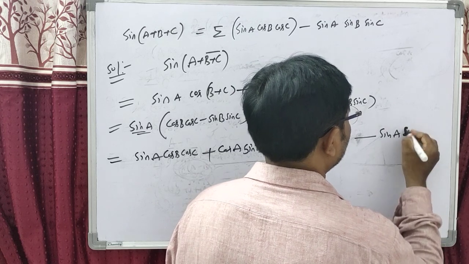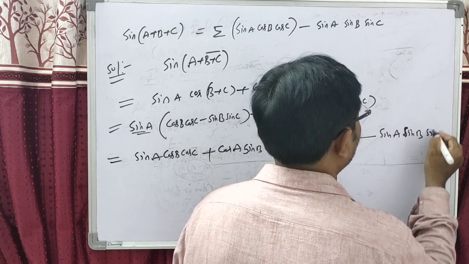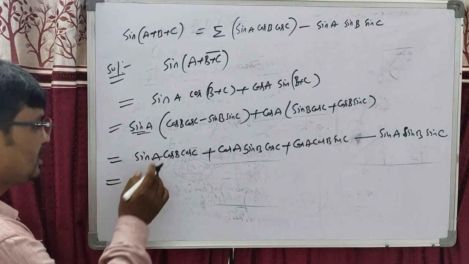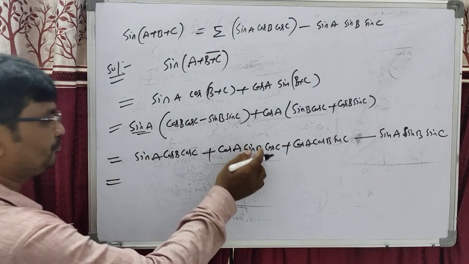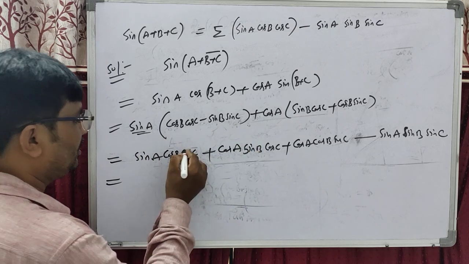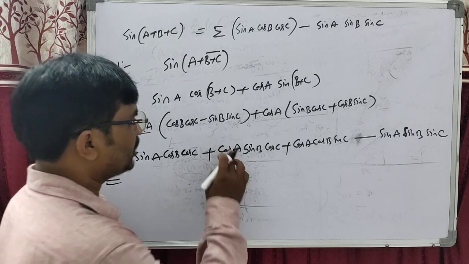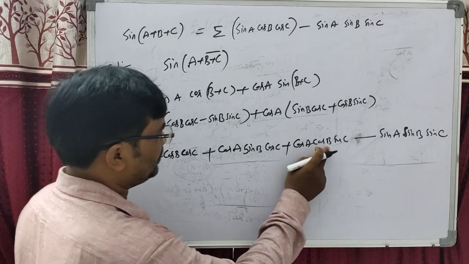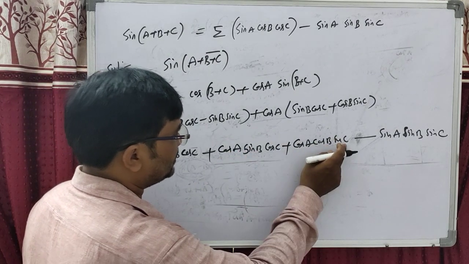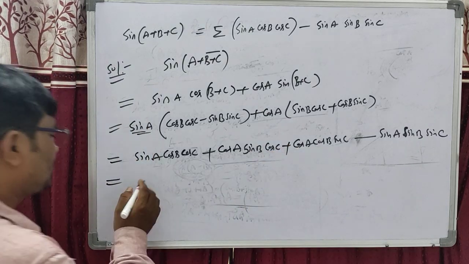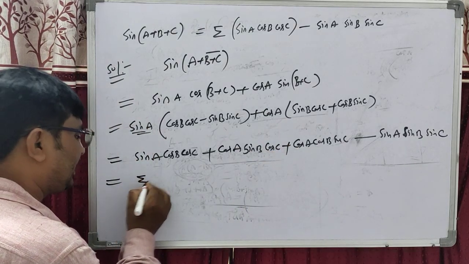Okay, students, sin A sin B sin C. My dear students, we can write A, B, C. Okay, students, sin A, sin B, sin C. Now this is cos A, cos B, cos C. We can observe the first three terms are cyclic.